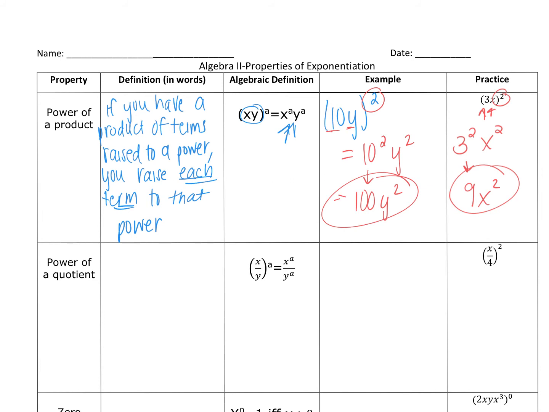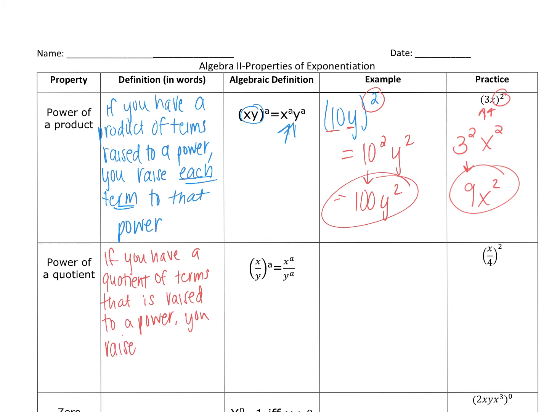Now I have the power of a quotient. And this is if you have a quotient of terms that is raised to a power, you raise each term to that power. So the same thing, but just now with division.